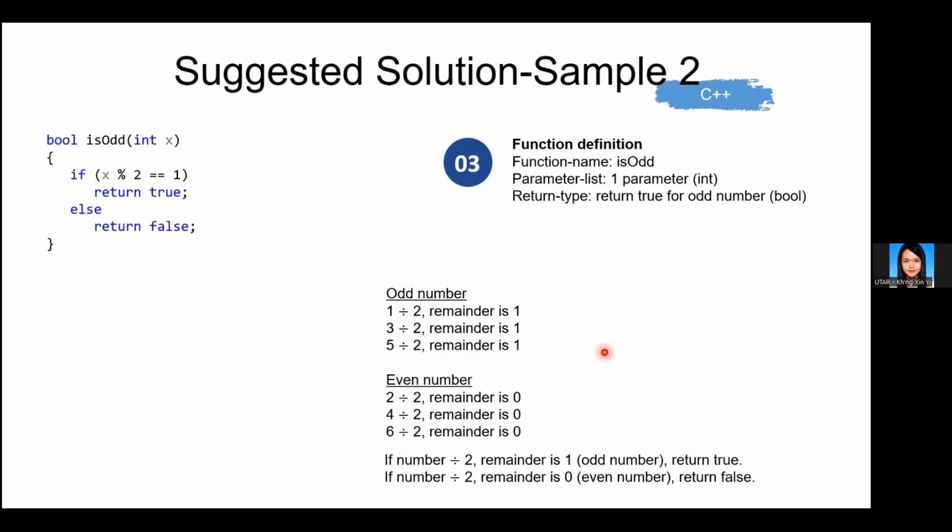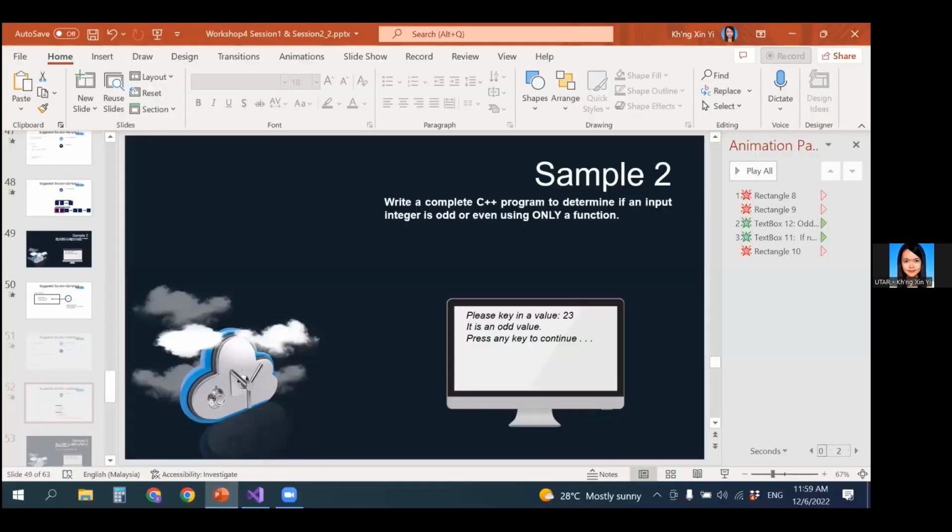So if we divide the number and the remainder is 1, we know that this is an odd number, so I will return true to the function caller. If the remainder is 0, then I'm going to return false to the function caller to indicate that the number is an even number. Okay, so this is how you program it. This is the modulus sign used in programming, which returns the remainder of x divided by 2. You can use it in both C++ and Java. Okay, so after that, we will proceed to look at the coding part here.